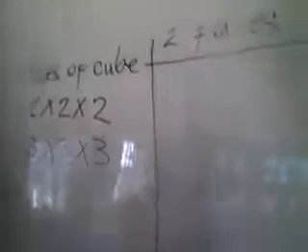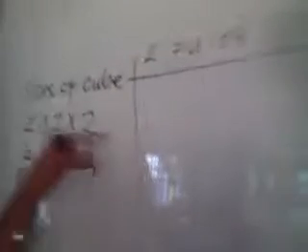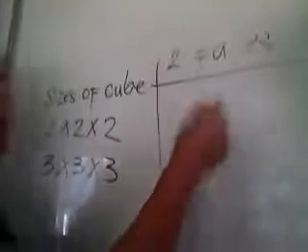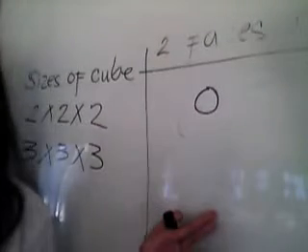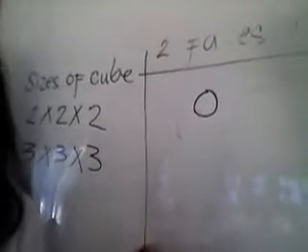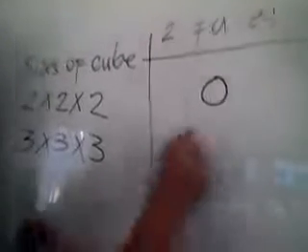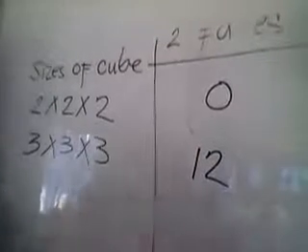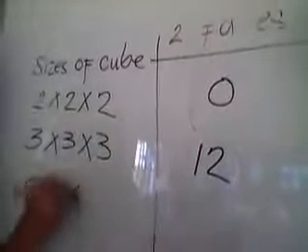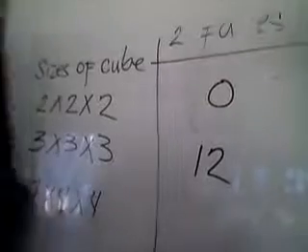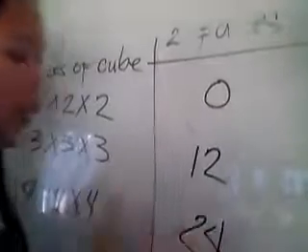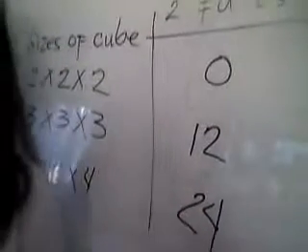So for a 2 by 2 by 2 size of cube, there are 0 cubes with 2 faces painted. For a 3 by 3 by 3, there are 12 cubes with 2 faces painted. And for a 4 by 4 by 4 size of cube, there are 24 cubes with 2 faces painted. So as shown, I found the numbers increased by 12, from 0, 12, and 24.